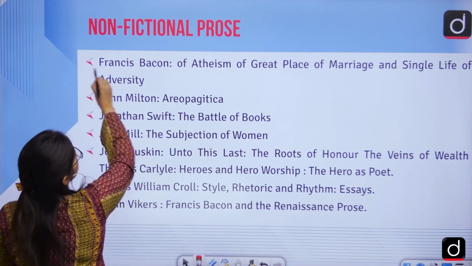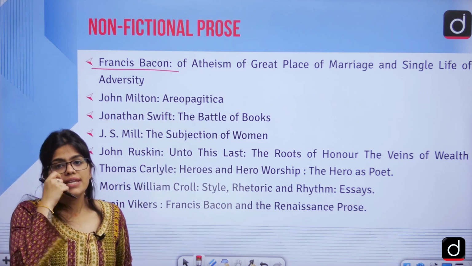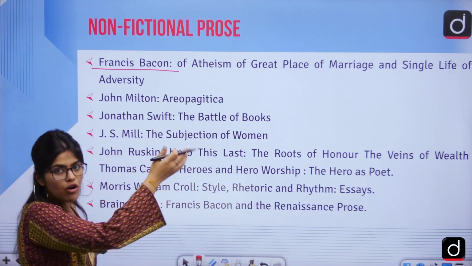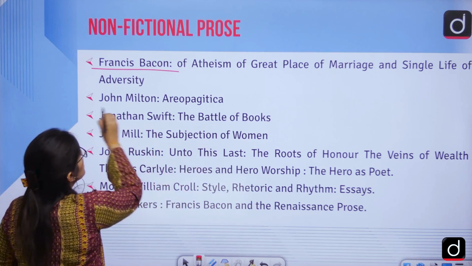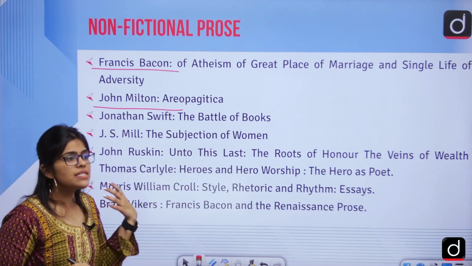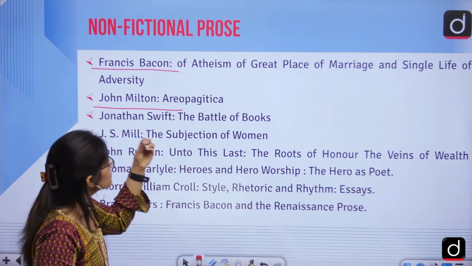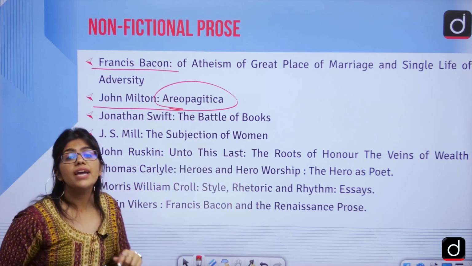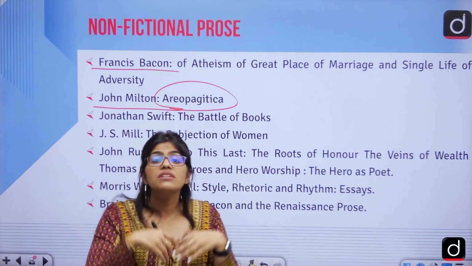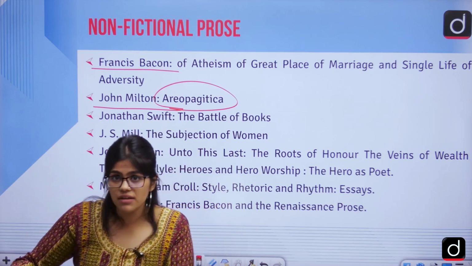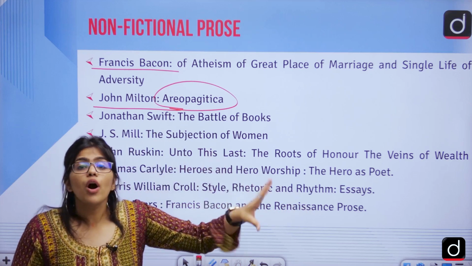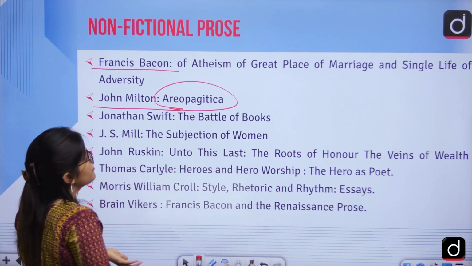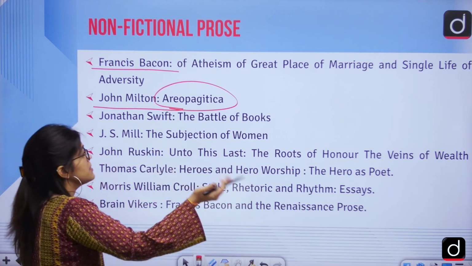We can discuss Francis Bacon, and all of his essays become very important. Then you have John Milton. Not only study Paradise Lost, right? You have to study the non-fictional prose as well. You should be clear about Areopagitica, why he has written Areopagitica, what the theme was. He was writing for the press culture, right? So you should be clear what the basic agenda is of all of these essays that are there in front of you, and there are many more that we'll be studying in the class.